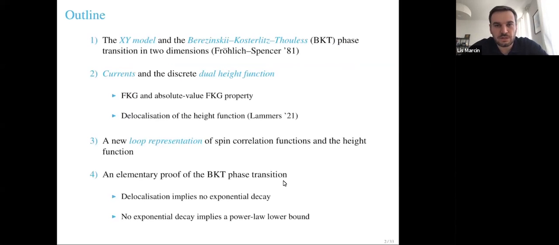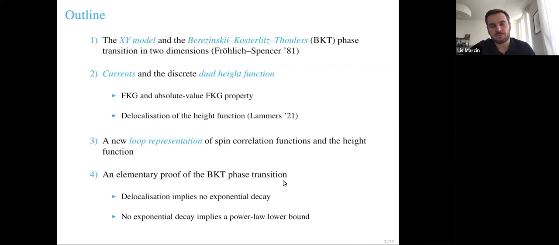And for the outline of the talk, I will first start by introducing the XY model. It is a model of statistical mechanics, a spin model where the spins lie on the unit circle in the complex plane, so with a continuous symmetry. And I will try to explain a special type of phase transition that it undergoes in 2 dimensions, the so-called Berezinskii-Kosterlitz-Thouless phase transition that was first rigorously established by Fröhlich and Spencer in a famous paper from '81.